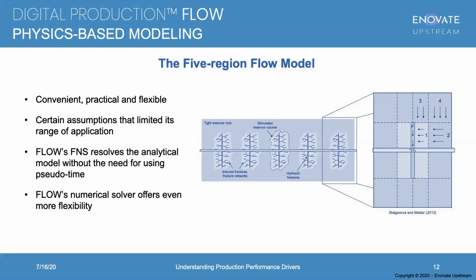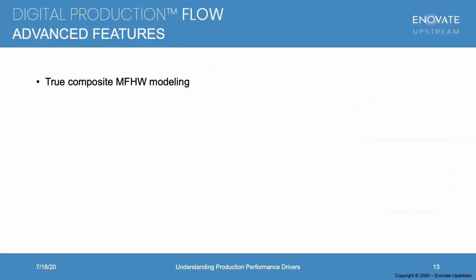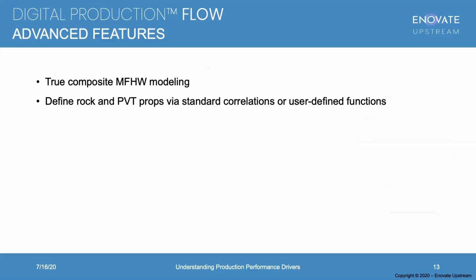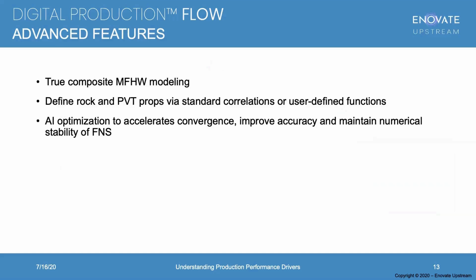You can use tables, you can use mathematical correlations to describe your fluid and rock properties. So this is a big advantage of our platform. As I mentioned, the artificial intelligence component accelerates the solution, improves its accuracy, and maintains the stability. So sometimes I run into the case where I was running a numerical simulation, for instance, it will always resolve, so that you forget about the numerical part. We'll take care of it, and you focus on getting the results you want.